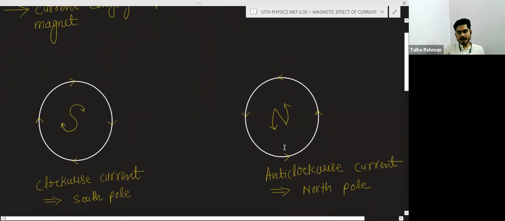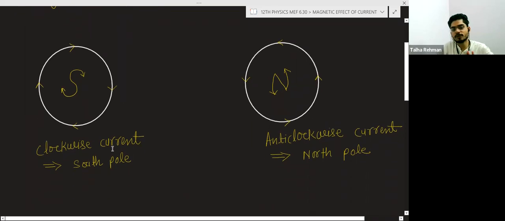And if the current in this closed wire or semicircular wire is anti-clockwise like this, then this face of the coil will behave as the north pole. And this is so you can remember how to decide the direction. If the south pole is given, write S and write this arrow, then you will say that the current will be clockwise. If the current is clockwise, the face will behave as south pole. If anti-clockwise, the face of the coil will behave as north pole.